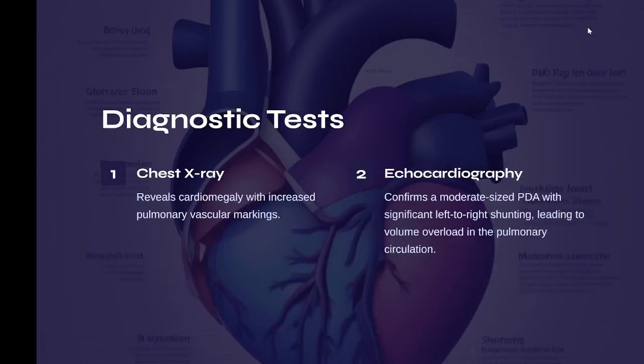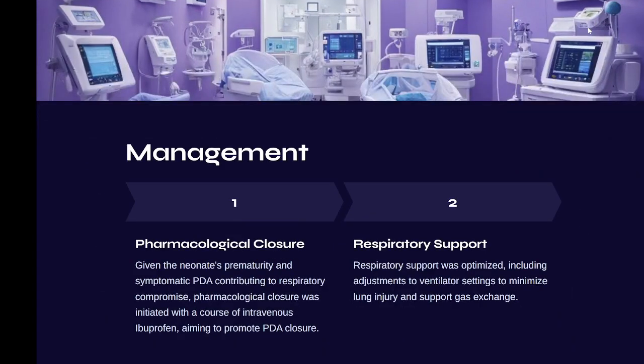Diagnostic tests: chest X-ray reveals cardiomegaly with increased pulmonary vascular markings. Echocardiography confirms a moderate-sized PDA with significant left-to-right shunting, leading to volume overload in the pulmonary circulation. Management: given the neonate's prematurity and symptomatic PDA contributing to respiratory compromise, pharmacological closure was initiated with a course of intravenous ibuprofen, aiming to promote PDA closure.